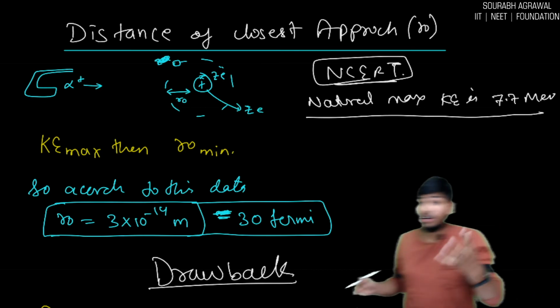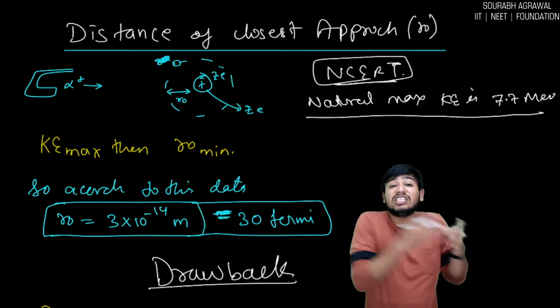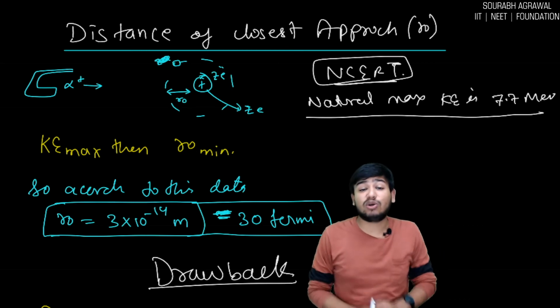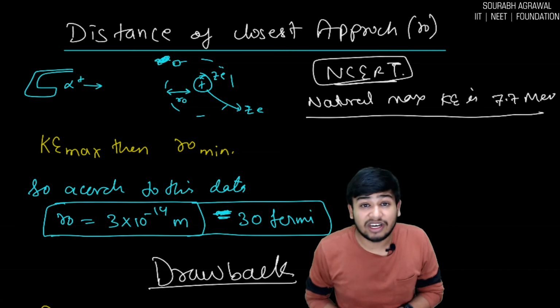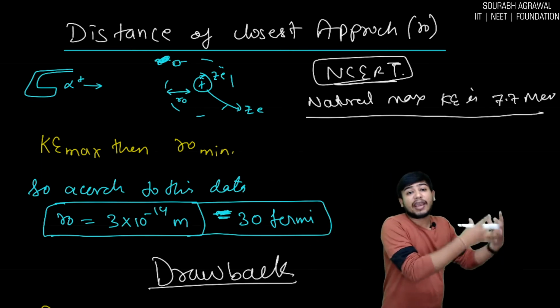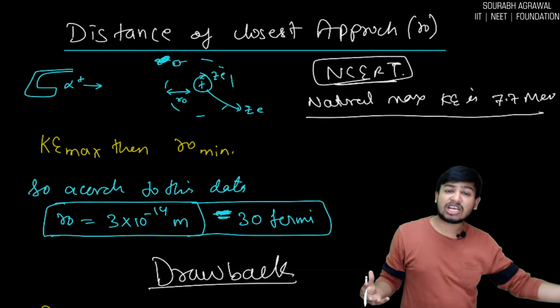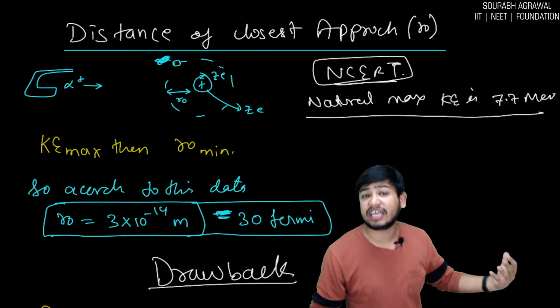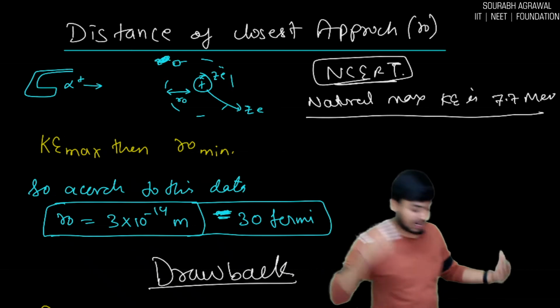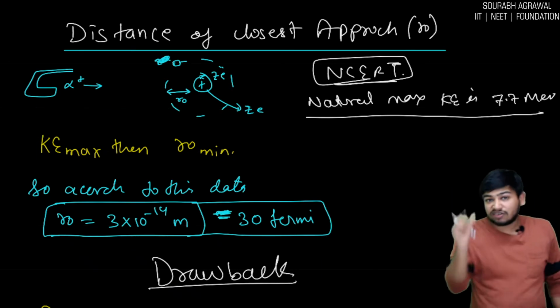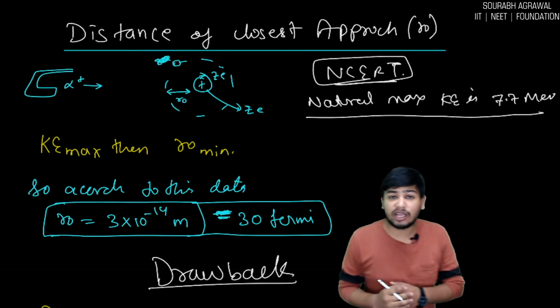Again, I already told you that electrostatic force is a conservative force. So you can apply that total mechanical energy remains constant: initial kinetic energy plus initial potential energy is equal to final kinetic energy plus final potential energy. From that equation, we have found the radius. Now, how have we found that?